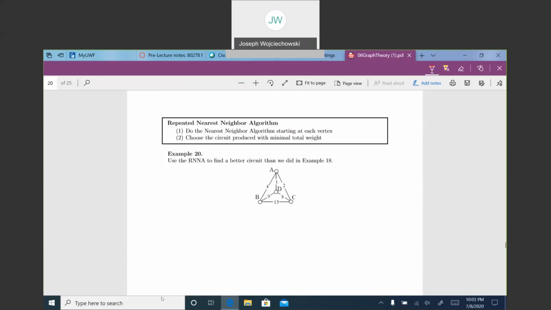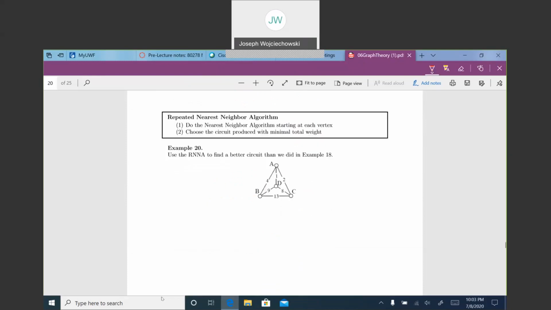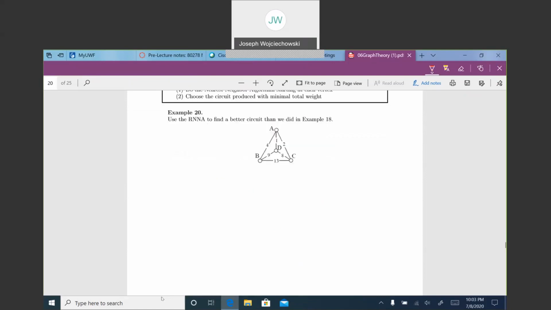Now this brings us to the repeated nearest neighbor algorithm, in which case we do the nearest neighbor algorithm starting at each vertex. And then we choose the shortest one. So we're going to do the nearest neighbor algorithm starting at A. So start at A. My nearest neighbor is D, which is 1. Then my nearest neighbor is C, which is 8. Then the only neighbor left is B, which is 9. And then back to A, which is 4.